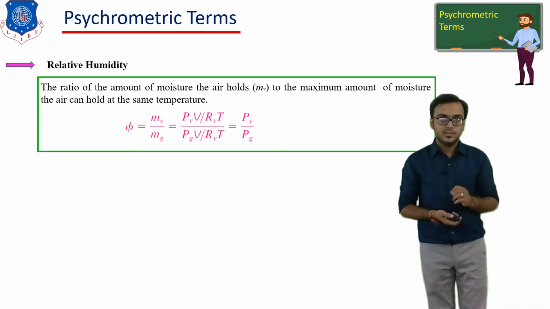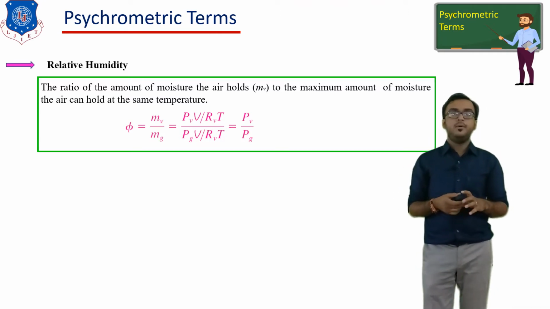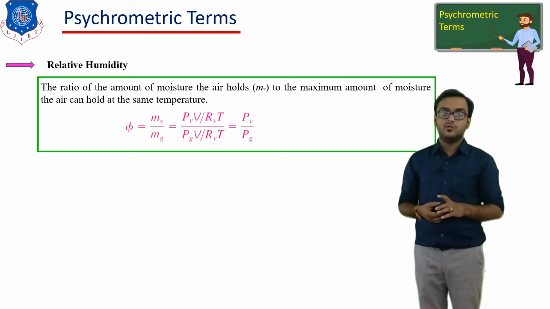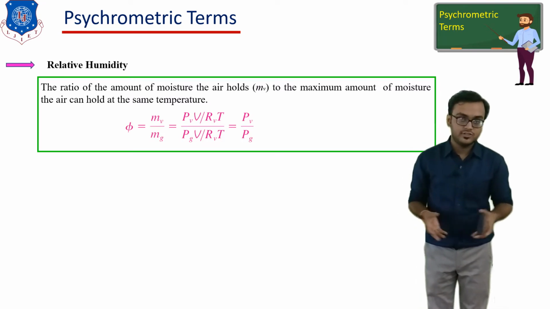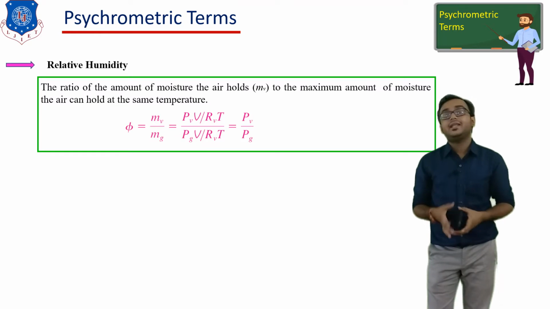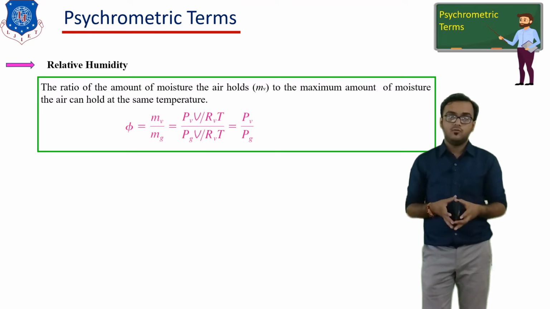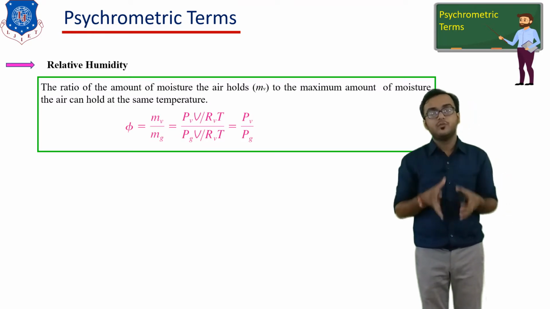Based on this, you get phi equal to Pv by Pg, where Pv stands for the partial pressure of the water vapor, while Pg stands for the saturation pressure corresponding to the temperature at which the air can handle the maximum amount of moisture. So that is all about relative humidity.